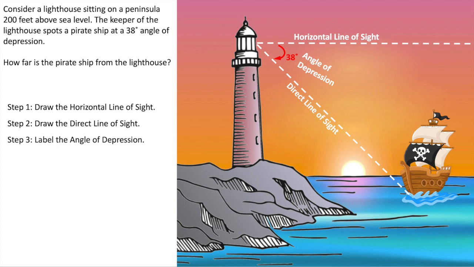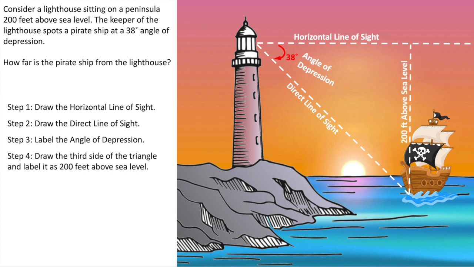And from the word problem, it says, consider a lighthouse sitting on a peninsula 200 feet above sea level. So from the sea level up to the horizontal line of sight would be 200 feet. Let's draw that in. Now we can see our triangle here.